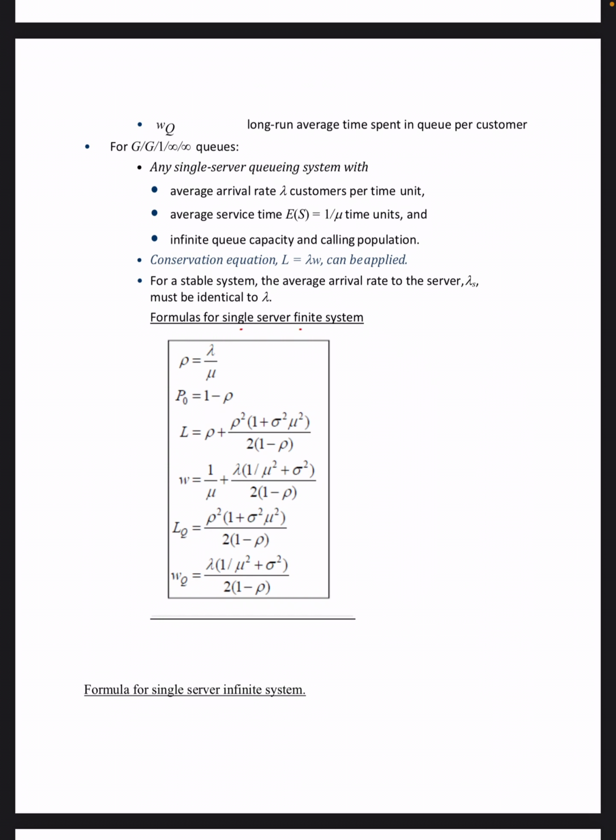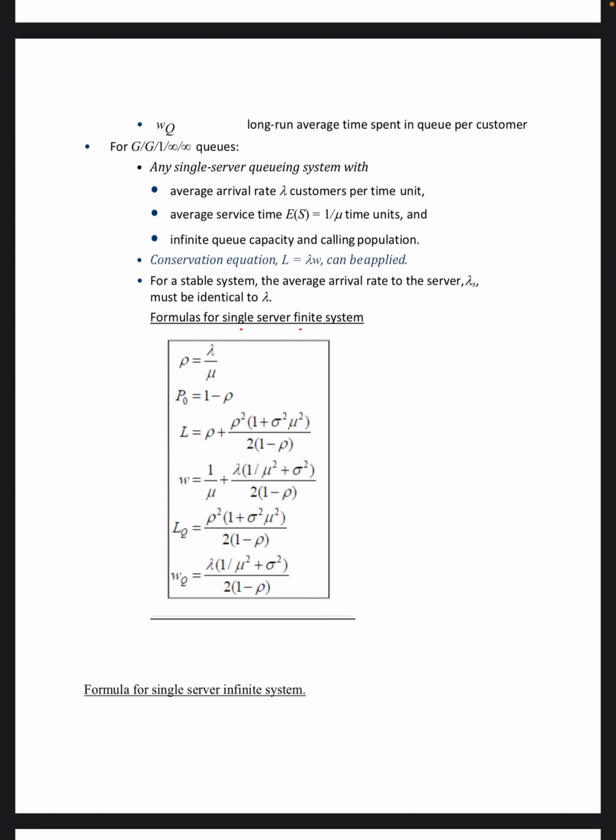For G/G/1/infinity queues, consider any single server queuing system with average arrival rate lambda customers per time unit, average service time E(S) equal to 1/mu time units, and infinite queue capacity and calling population. Then L equals lambda W can be applied. And we have the formulas here for a single server: rho equals lambda by mu, P_0 is 1 minus rho.